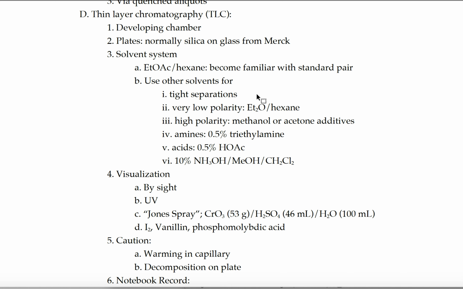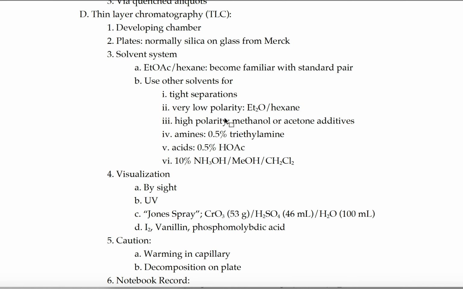Very low polarity compounds, instead of adding 0.5% ethyl acetate, you might use ether, which is easier to measure out. You might use 2% ether instead of 0.5% ethyl acetate. So for really non-polar compounds that need a little polar additive, diethyl ether is fine. For super polar things, methanol and acetone, you're getting up there pretty high.